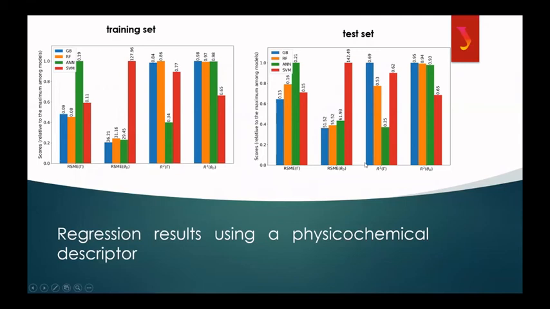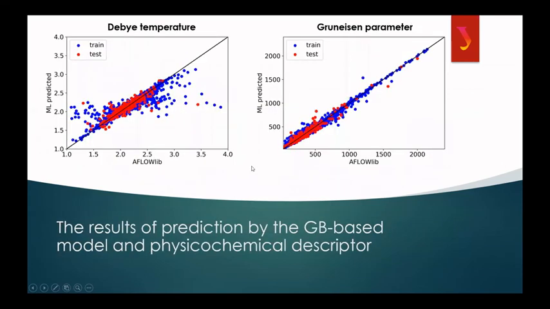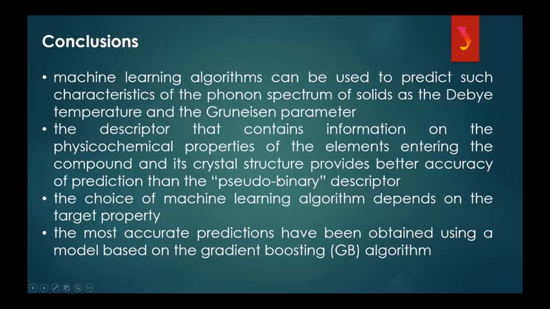Now we come to the regression results using a physicochemical descriptor. We see that overall here the performance is much better. For the Debye temperatures, the coefficient of determination is higher than 0.9, and overall the best results here are shown by the gradient boosting method. We see it has both the highest coefficient of determination and the lowest root mean square error. So here you can see the predicted versus true values for the prediction based on gradient boosting and the physicochemical descriptor. And now we come to the conclusion.